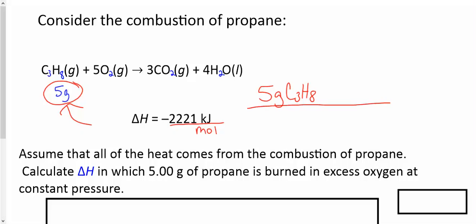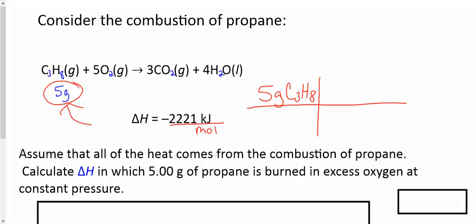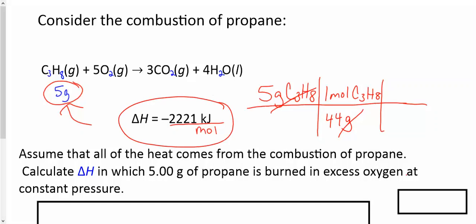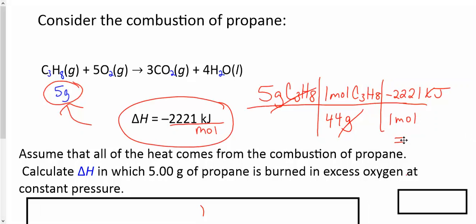We have to find the molar mass of propane, and that is 44 grams. We're in moles now, so we just multiply by the enthalpy change, or the delta H. So we know that negative 2,200, we get negative 252 kilojoules for this reaction. And that's our delta H for 5 grams of propane.